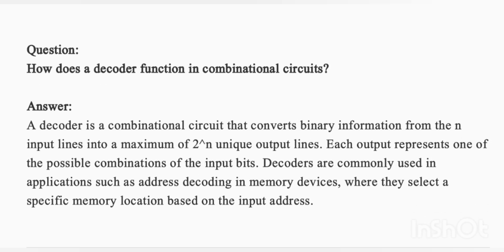Question: how does a decoder function in combinational circuits? Answer: a decoder is a combinational circuit that converts binary information from the n input lines into a maximum of 2^n unique output lines. Each output represents one of the possible combinations of the input bits. Decoders are commonly used in applications such as address decoding in memory devices, where they select a specific memory location based on the input address.